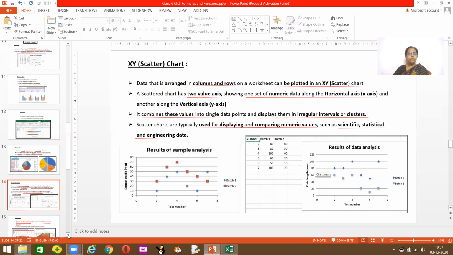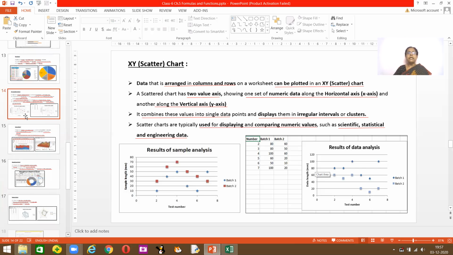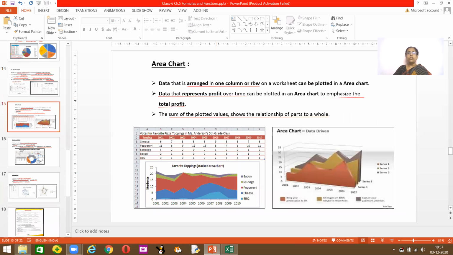Coming to the next one, this is called the area chart. The area chart is arranged in one column or one row, and it can be plotted as area data. The data represents the profit over time, and the area chart emphasizes the total profit. So it also tells how much total profit is gained by the end of the year. The sum of the plotted values shows the relationship of parts to a whole. So you can see the whole value and the sum of all these things shows the parts of the whole.